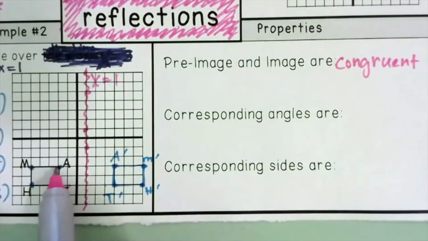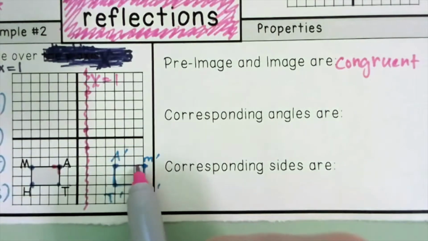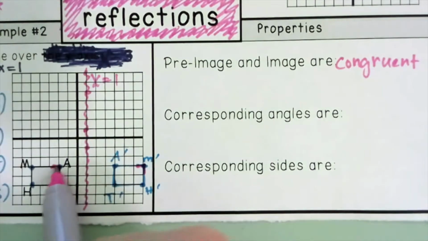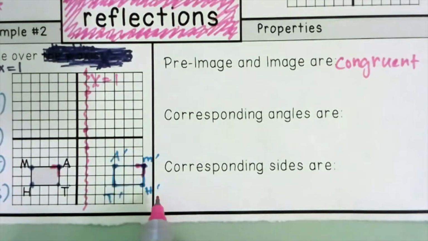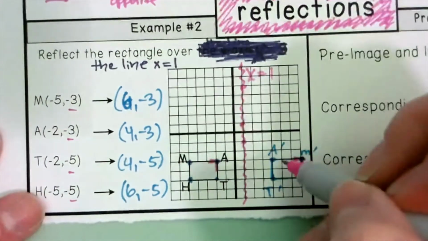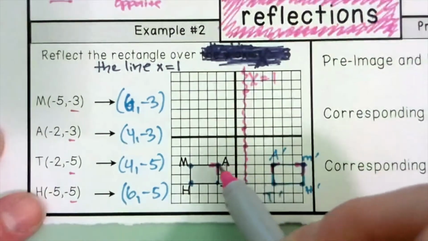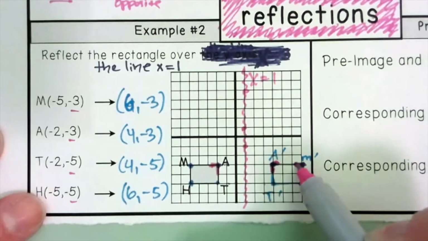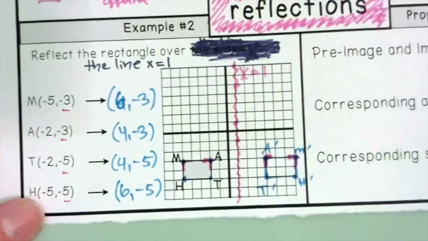Okay, corresponding angles. Now corresponding angles would actually be these two because it's the upper right and the upper right, but are they congruent? Okay, and actually I take that back. Our corresponding angles are still the A matches with the A prime, M matches with M prime, and they are still congruent.